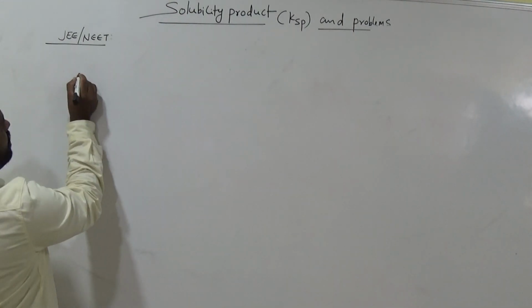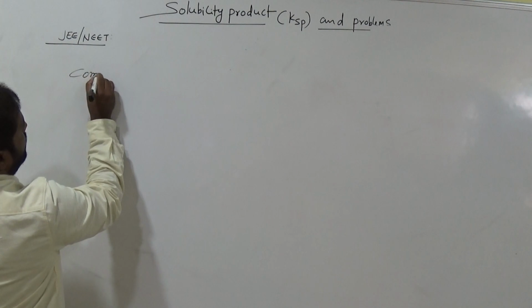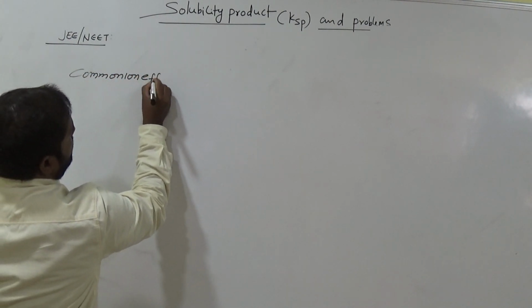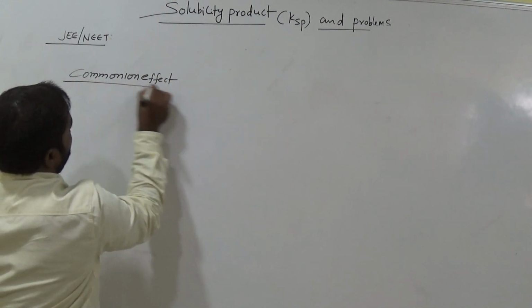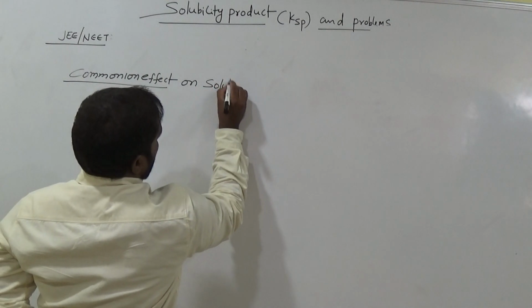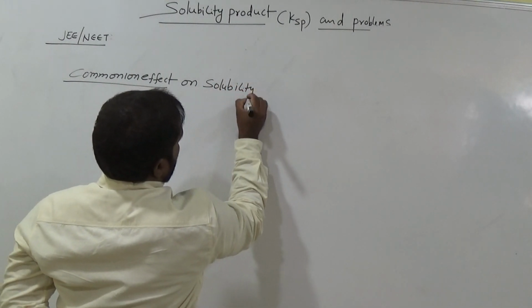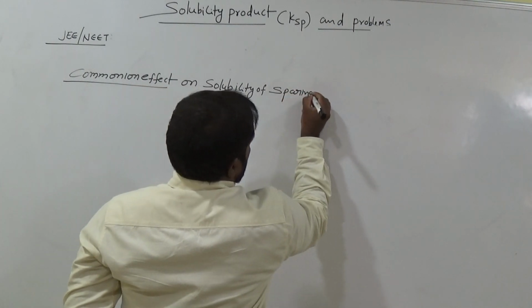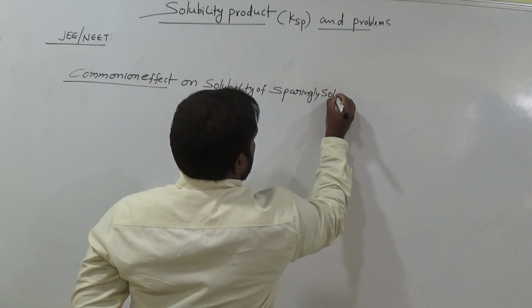Next, go to common ion effect on solubility of sparingly soluble salt.